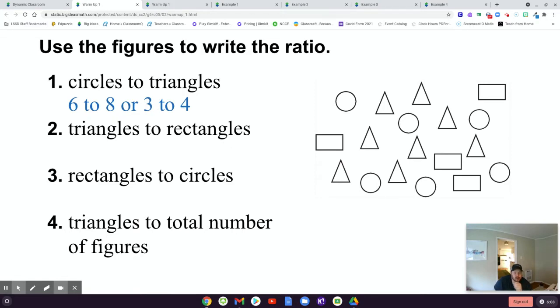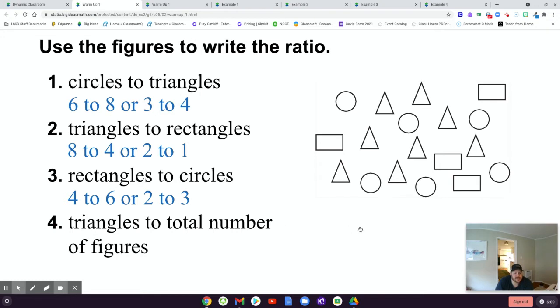What about the ratio of triangles to rectangles? Okay, that one is 2 to 1 when you simplify it. So there's 8 triangles and 4 rectangles. That is the same as the ratio of 2 to 1. What about the ratio of rectangles to circles? For that one, it can be simplified to 2 to 3. So there's 4 rectangles, 6 circles, or for every 2 rectangles, there are 3 circles.